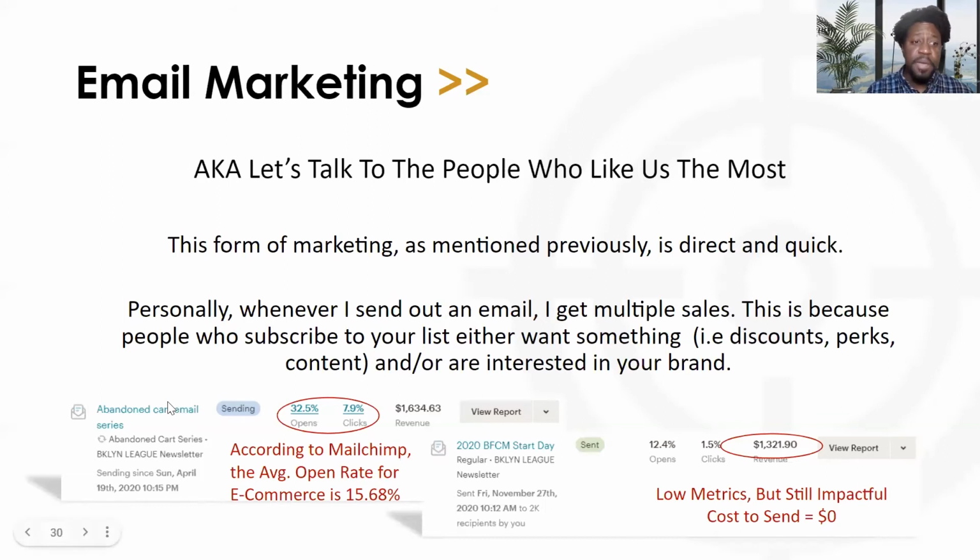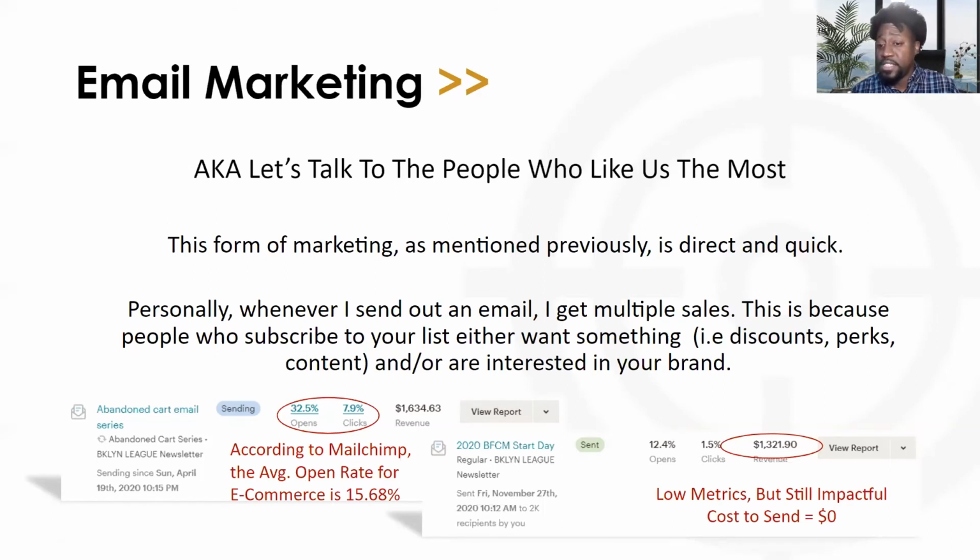So the abandoned cart email series that I had had a 32.5% open rate and a 7.9% click rate. According to MailChimp, based on the benchmarks, the average open rate is 15.68%. So I'm definitely over that, almost double, right? So this is something that you want to look for when you're thinking about your emails. It's like checking those KPIs, the open rates and the click rates.